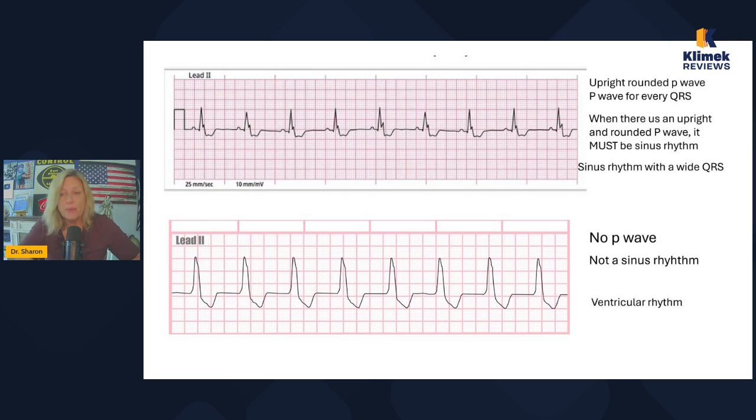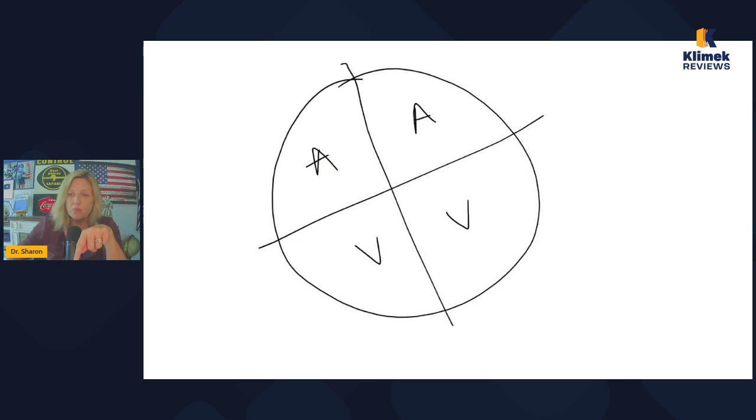So when we look at our bottom rhythm, we say there's no P wave, which means it's not a sinus rhythm. The QRS is wide, and the R is going in the opposite direction of the T. So this has to be a ventricular rhythm. So our top rhythm is a sinus rhythm with a wide QRS. Our bottom one is a ventricular rhythm.